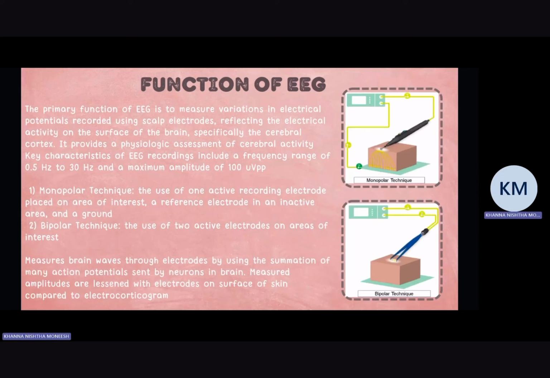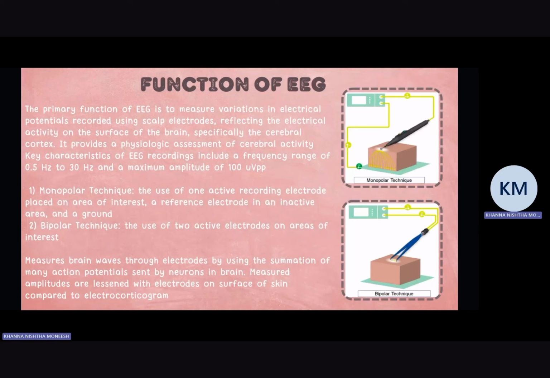The primary function of the EEG is to measure variations in electrical potentials recorded using scalp electrodes, reflecting the electrical activity on the surface of the brain, specifically the cerebral cortex. It provides a physiological assessment of cerebral activity. Key characteristics of EEG recordings include a frequency range of 0.5 Hz to 30 Hz and a maximum amplitude of 100 microvolts peak-to-peak. EEG measurements employ two main techniques.